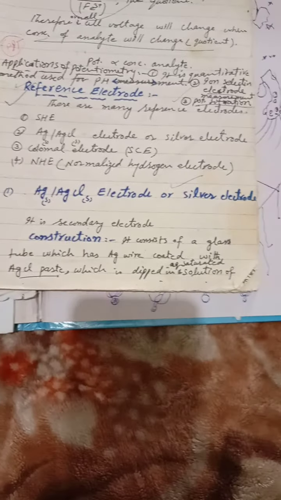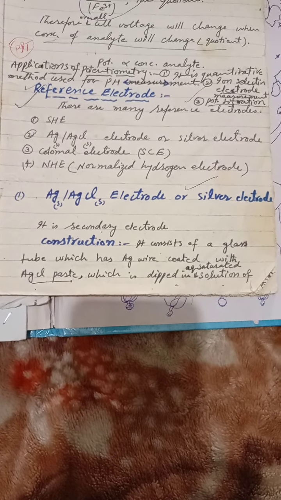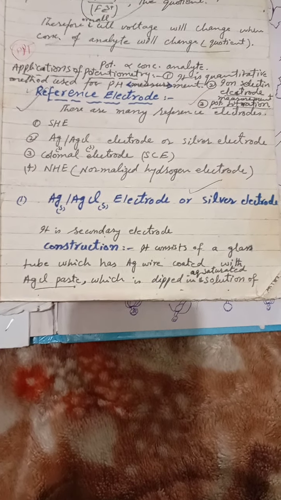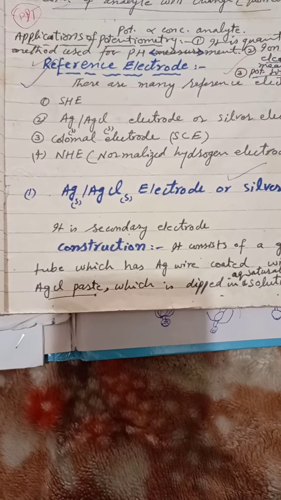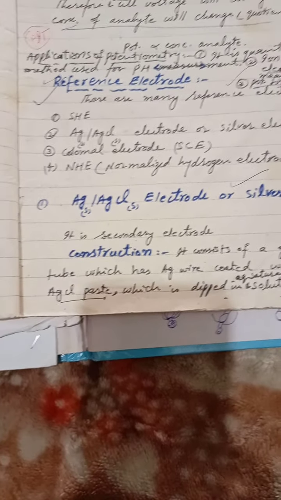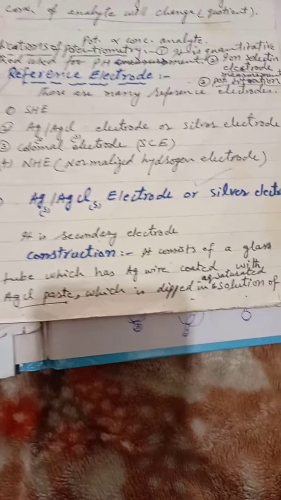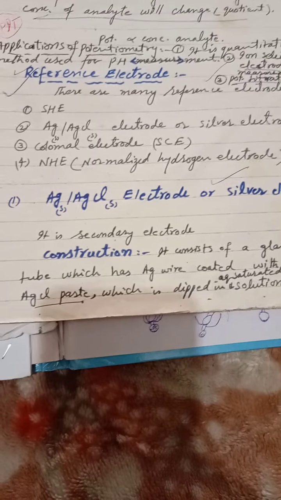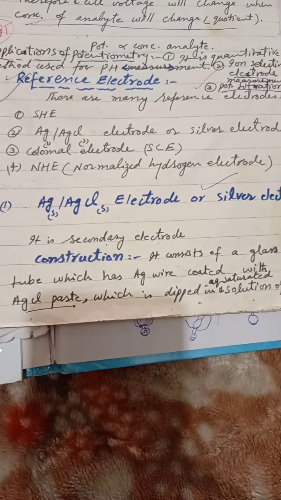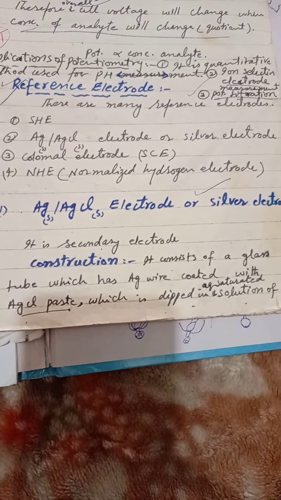First of all, we discuss the silver electrode, the AgCl electrode. It is a secondary electrode. It has a known potential. Construction: it consists of a glass tube which has Ag wire coated with AgCl paste, which is dipped in an aqueous solution of AgCl.